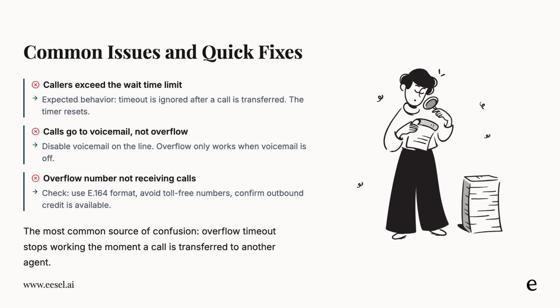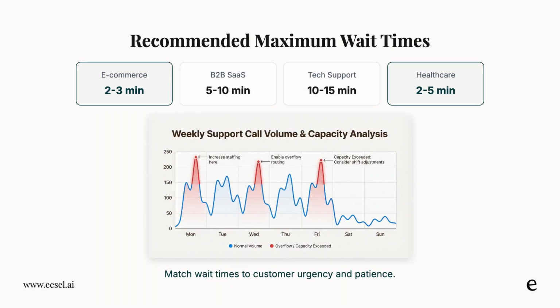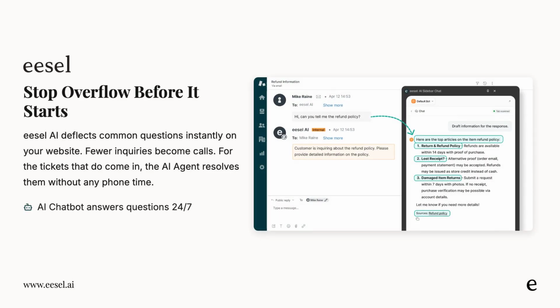Recommended wait times vary by business type: 2 to 3 minutes for e-commerce, 5 to 10 for B2B SaaS, and up to 15 minutes for technical support. Match your limit to how long customers in your industry are actually willing to wait. Use Zendesk Explore to track overflow patterns by time of day so you can staff proactively, instead of just routing calls elsewhere. Overflow settings handle the symptoms.